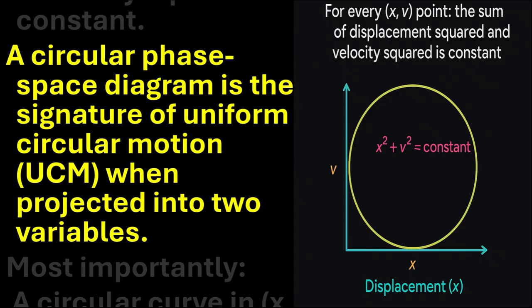Yes, again, we are now discussing chapter number 2, which is motion in a straight line. Therefore, making sense out of this would be really difficult. But just make it into your note that a circular phase space diagram is the signature of uniform circular motion when projected into two variables.